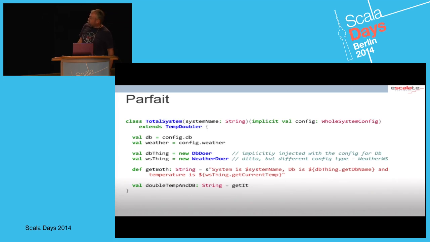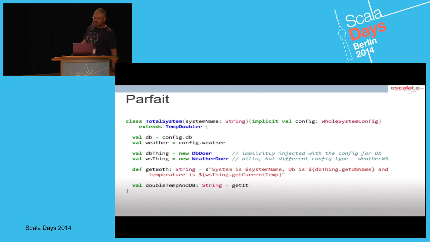And then our total system, what that says is I need a config of the whole system. And we fill in the DB and the weather. Now, the nice thing about this is that whole system config is already a DB config and a weather WS config. So when we ask for classes that need those implicitly, those are satisfied already, okay? They're part of the super type of that class. So that's all taken care of. They get injected with the configuration they need.